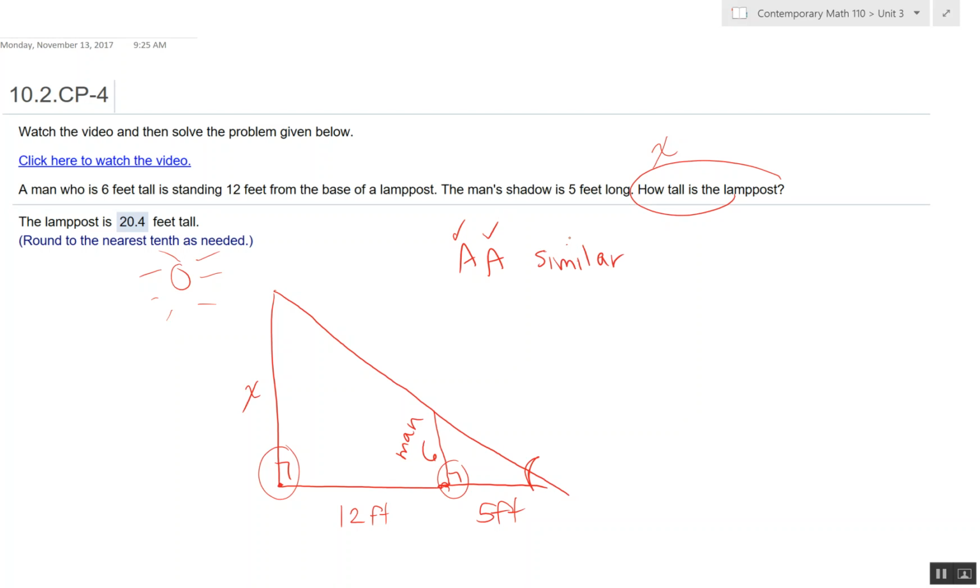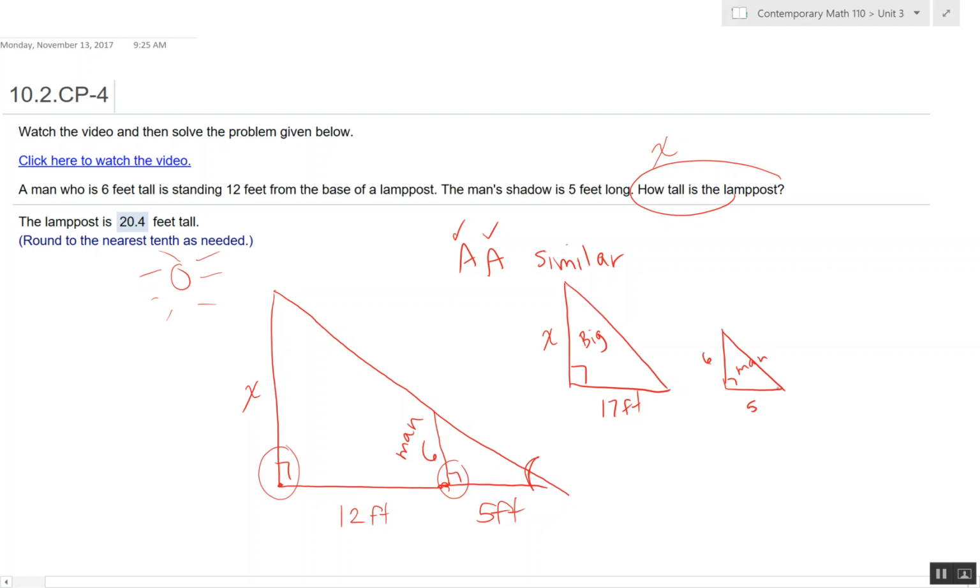So I'm going to separate this out since these triangles are inside of each other. This is my big triangle represented by the lamp post, which is X feet tall, and this entire horizontal distance for the big triangle is 17 feet. That's 12 feet to the man and then 5 additional feet for the man's shadow. And then the small triangle represented by the height of the man is 6 feet vertical, 5 feet horizontal.